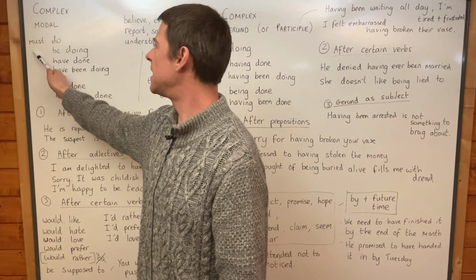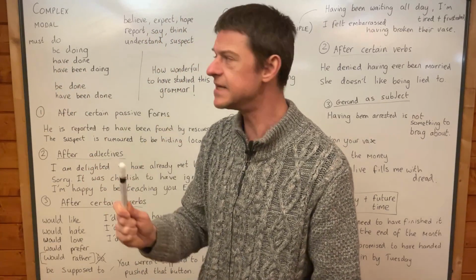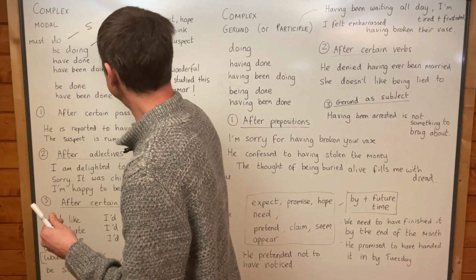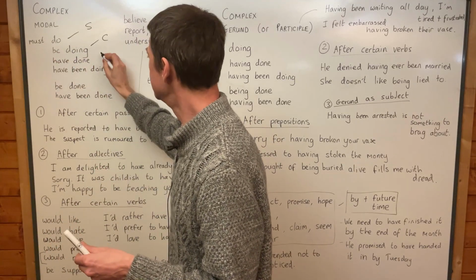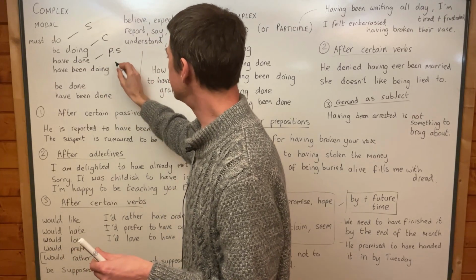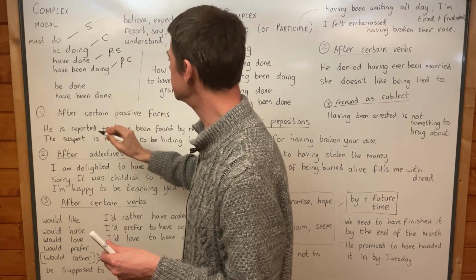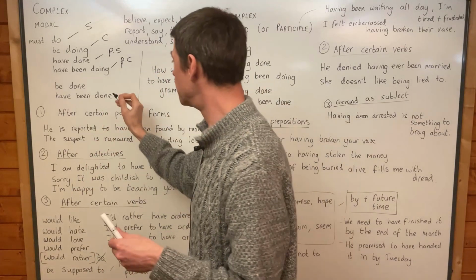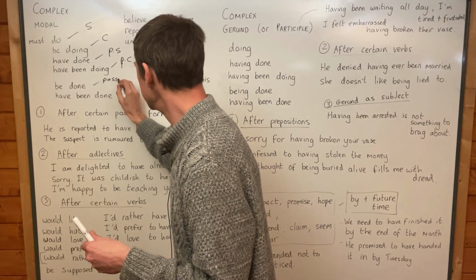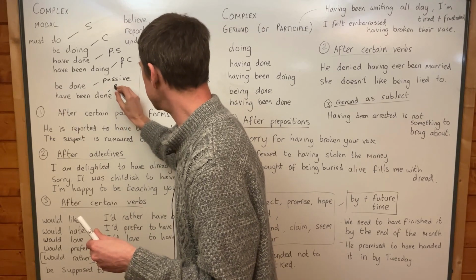So we can say must do. We can also say must be doing, which is a continuous aspect. This one's a simple aspect, this one's a continuous aspect, must be doing. This one's the perfect simple aspect, must have done. And this one's the perfect continuous aspect, must have been doing. But then there are two passive forms as well: simple passive, must be done, and perfect passive, must have been done.